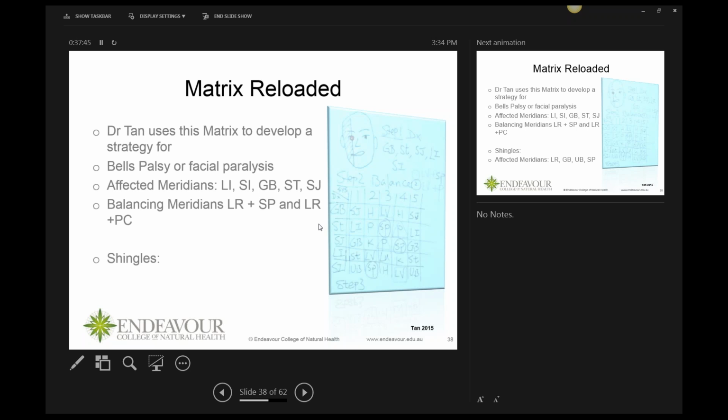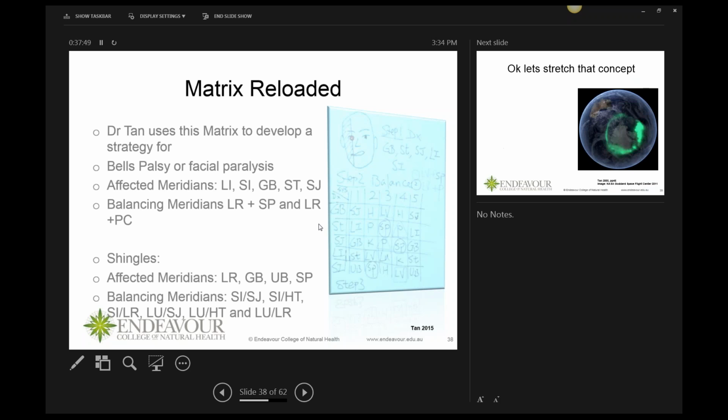And he had a good one for shingles. Shingles only had the 4 channels, but we end up with a few different ways of actually getting that to balance with small intestine, Sanjiao, small intestine and heart, small intestine, liver, lung and Sanjiao, lung and heart, and lung and liver.